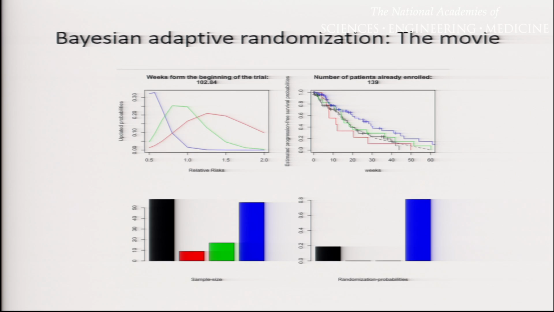And this is what one simulation of this simple trial looks like. Basically, this is the end of it. This is the probability distribution of where we think the relative risk is versus control for each of the arms. So this red arm would be doing worse than control. The blue arm is doing better than control. Green arm somewhere in between. And these are the associated Kaplan-Meier curves. Our adaptive randomization algorithm translates into these randomization probabilities. And then the sample size changes during the course of the trial.